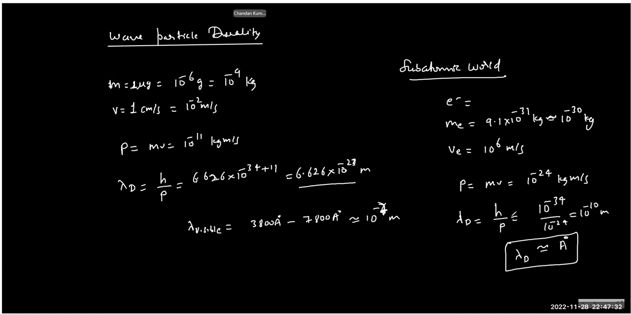So the formula of de Broglie wavelength, which we derived from the Einstein theory. We derive the fact that the momentum is energy upon c, and from there we got this is h by lambda. So the reverse process is that lambda is h by p. And this wavelength is true for the photon and for the particle as well. So when we talk about the particle, it becomes the de Broglie wavelength.